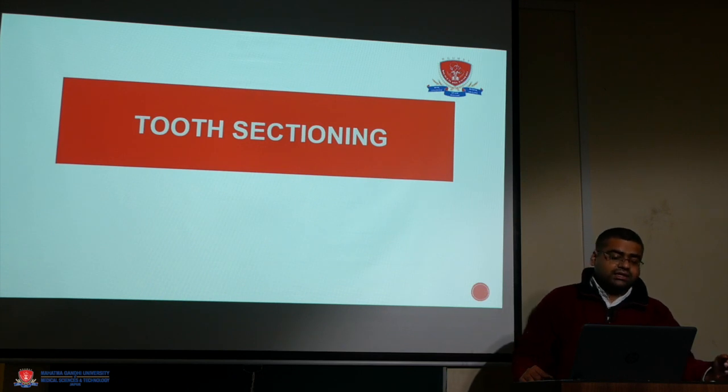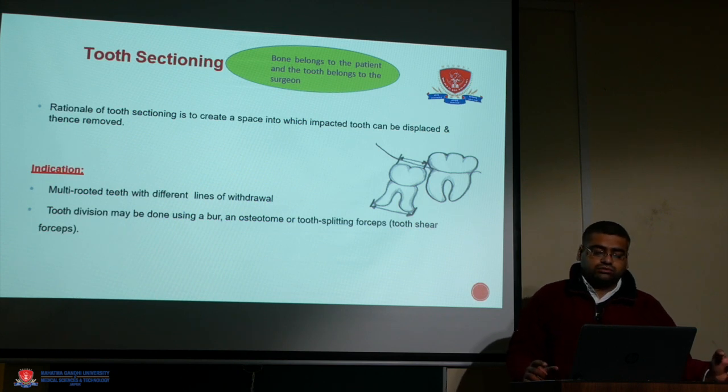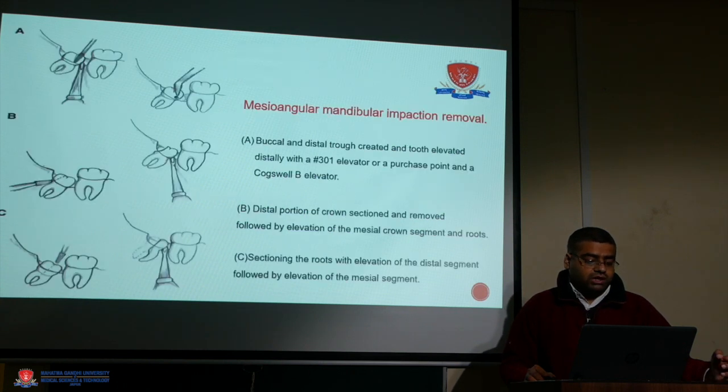Then tooth sectioning is also important for outcome, and it's the path of exit of the tooth while we are removing it. Multivariate tooth section is indicated in a multi-rooted tooth with different lines of withdrawal. Tooth division may be done using a burr or osteotome or tooth splitting forceps.